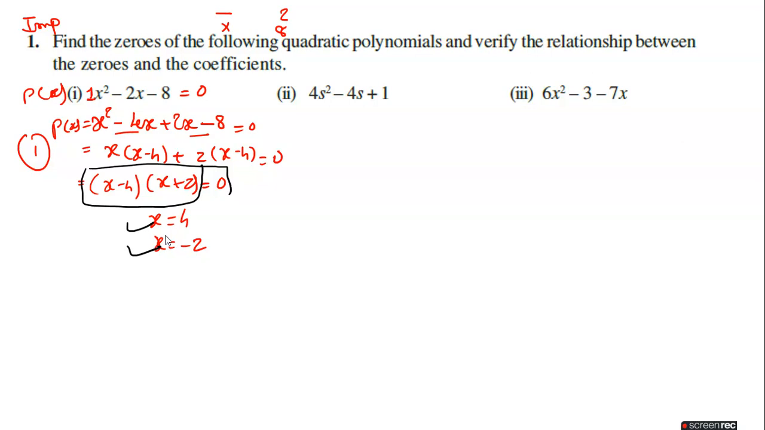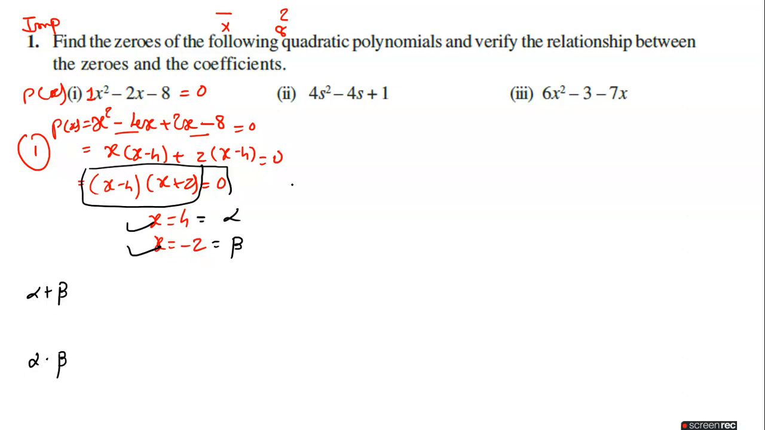Okay, so we will learn just two relationships. One is sum of zero, second is product of zero. Now here you can call it alpha and you can call it beta. Okay, two values of x which you can see here. First you can call it alpha, second you can call it beta. Then two things now you have to get: alpha plus beta, alpha into beta.